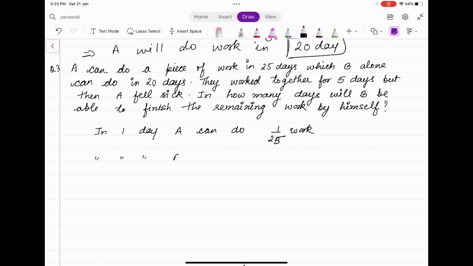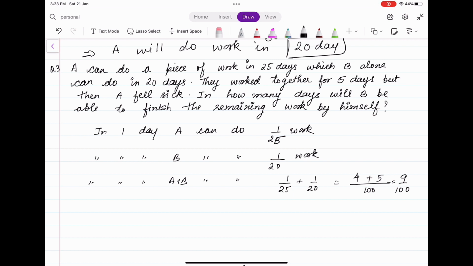In one day, B can do 1 upon 20 work. So in one day, A plus B will do how much work? Very obvious, 1 by 25 plus 1 upon 20. LCM is 100. 4 plus 5, that is 9 by 100 work. So they say, now further we read, they work together for 5 days.